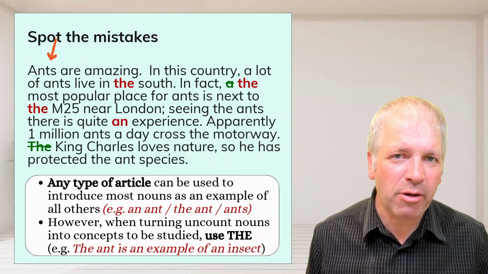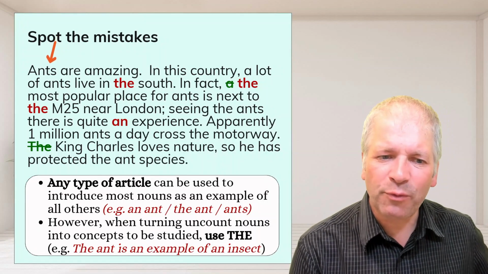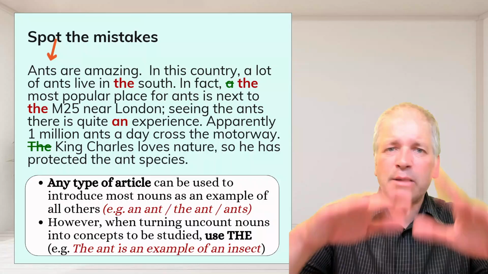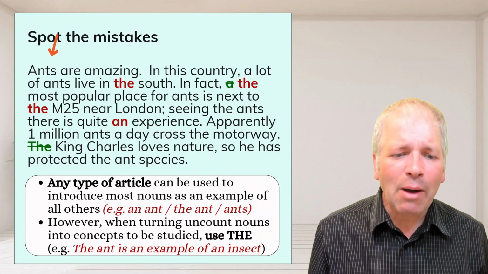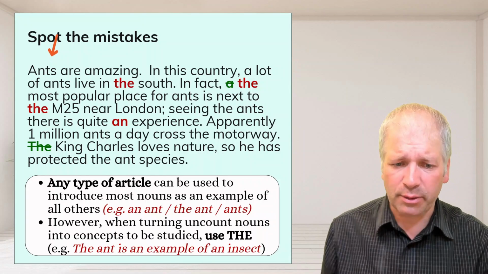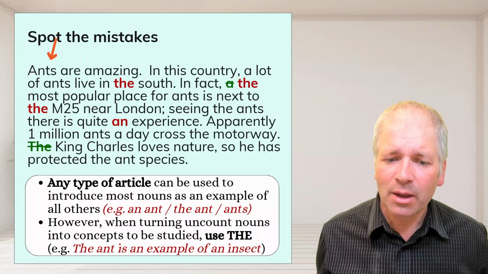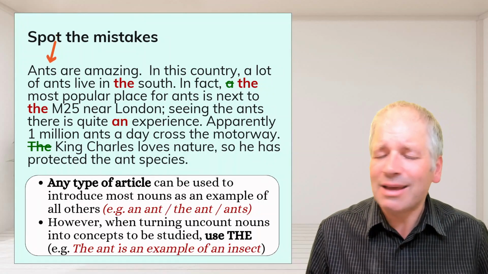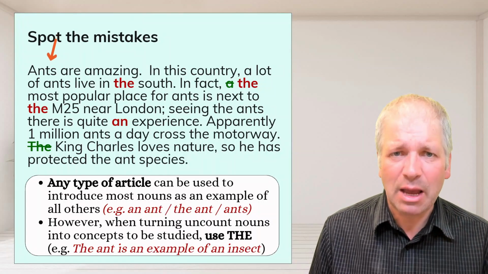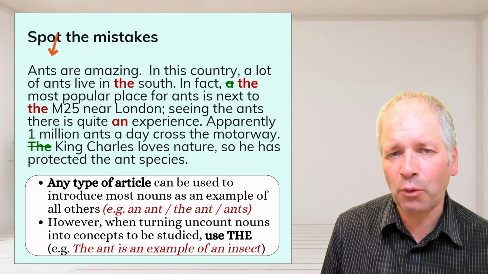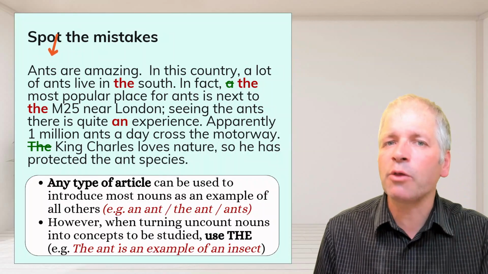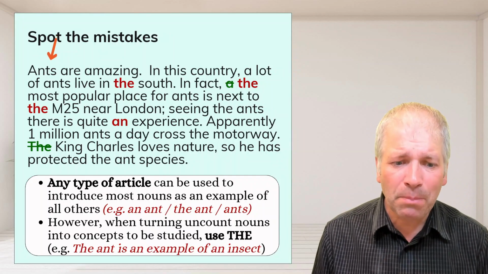And let's go back to the very beginning. Why didn't I use an article before ants? Ants are amazing. Well, here I'm talking about ants as an example of all of them. Now, any type of article can be used to introduce most nouns as an example of all others. I could have said, an ant is amazing, the ants are amazing, the ant is amazing, or ants are amazing. I think the most common way that we say this in English is to use the plural form with zero article. So what you see here is the most common way, but you will see the other ways with other articles too.